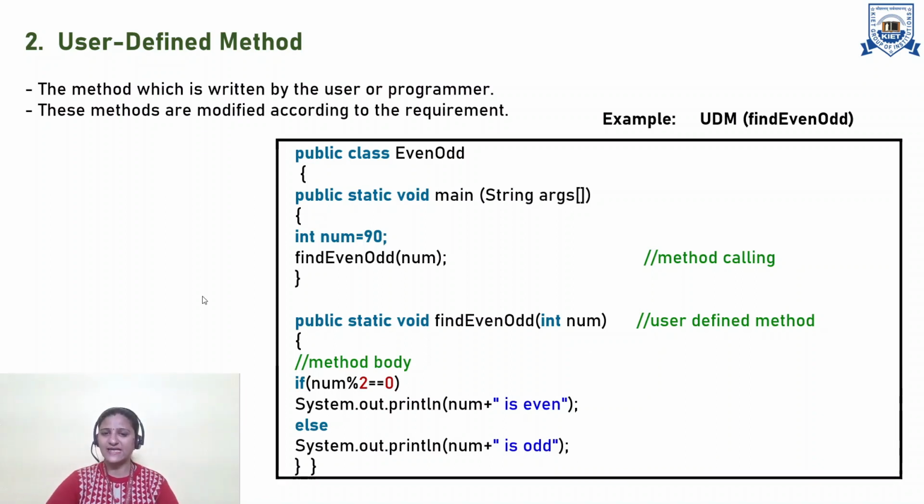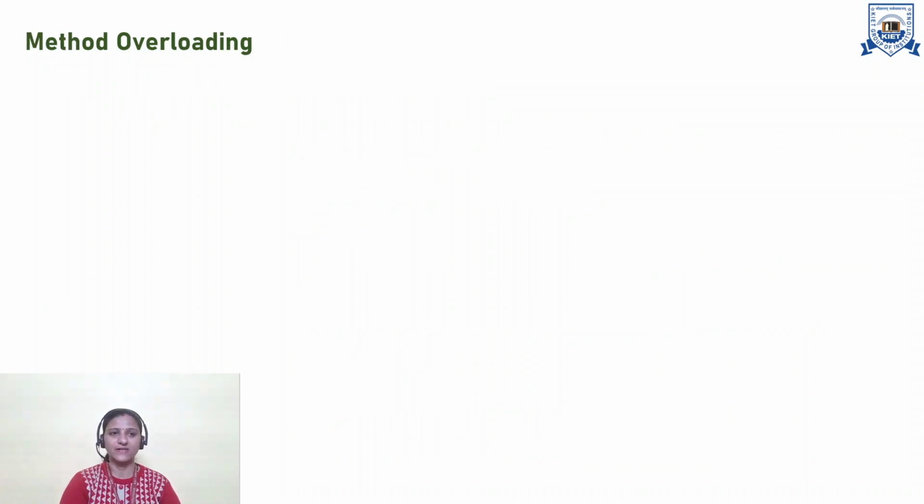So in this case, we have passed the argument num which contains 90. According to that, the output must be "90 is even", because when 90 is divided by 2, the remainder will be 0. So in this case, 90 will be even.